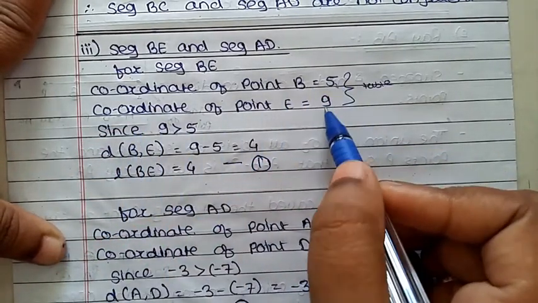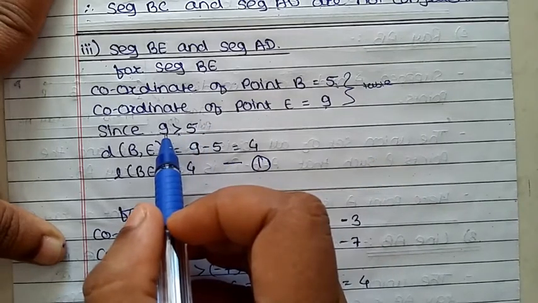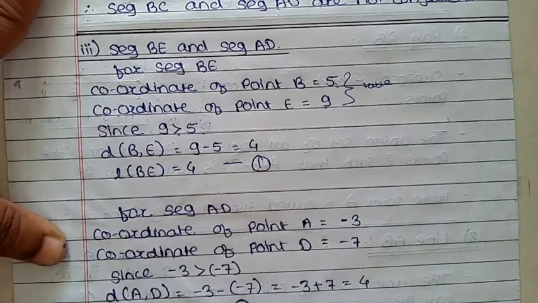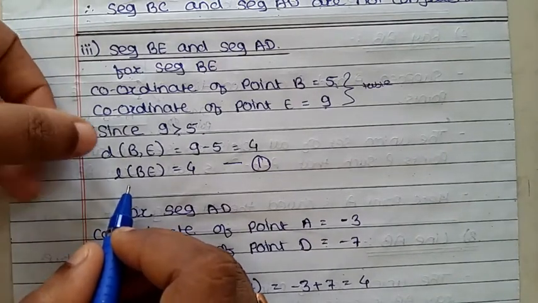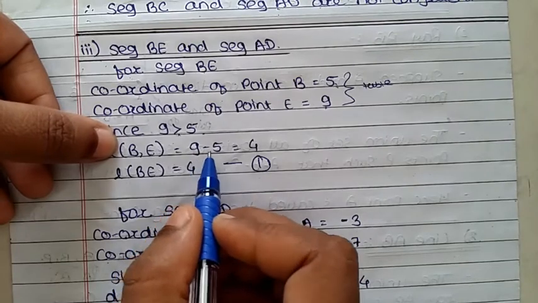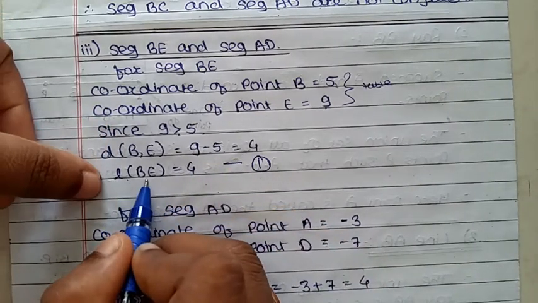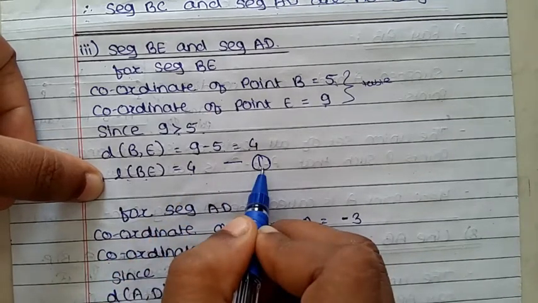So which is the greater one here? That is 9 is greater than 5 definitely. Okay, so how to find out the distance between these 2 points? That is subtract smaller from the greater. So 9 minus 5 is equal to 4. So therefore length of BE is equal to what? 4. And this is your equation number 1.